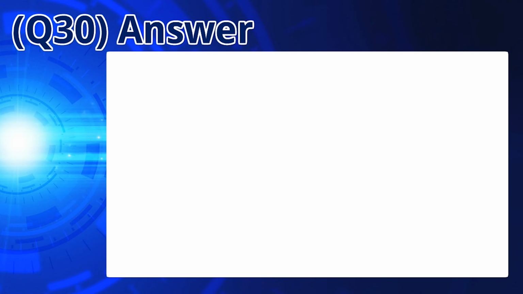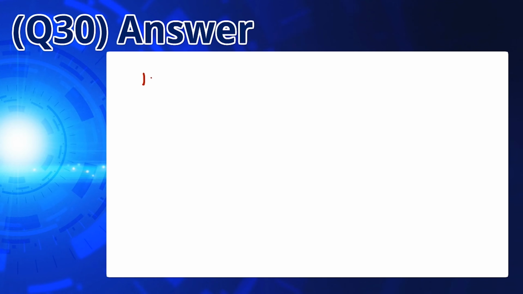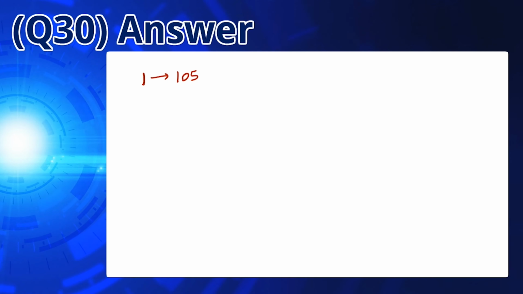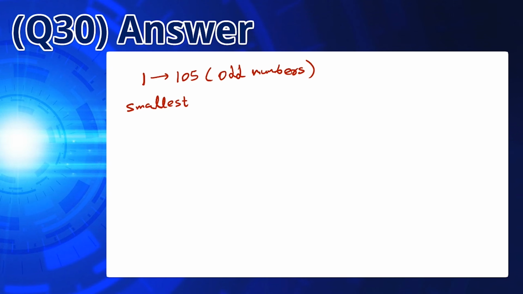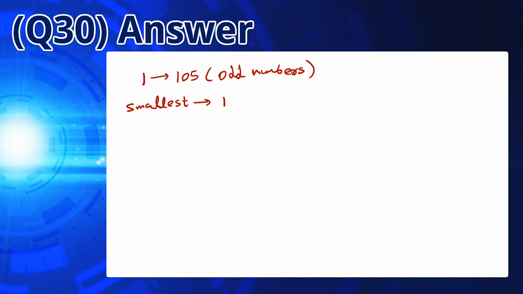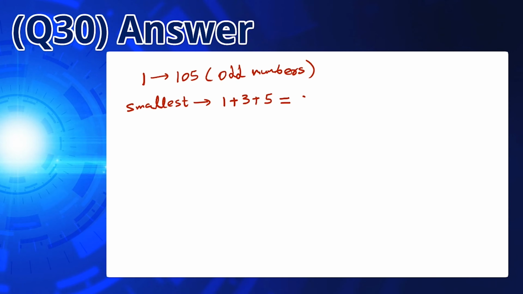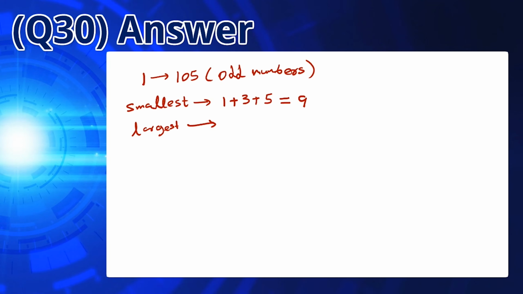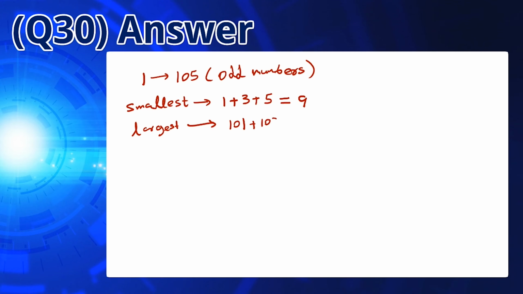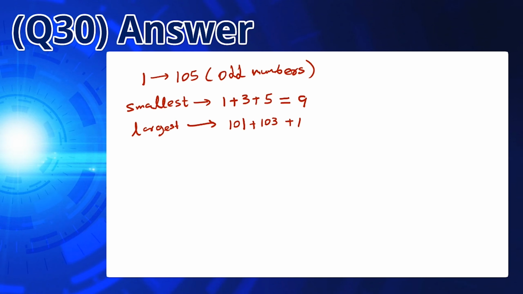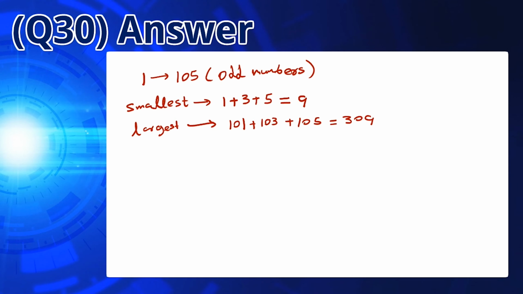The numbers to choose from are the odd numbers from 1 to 105. The smallest sum possible is 1 plus 3 plus 5, which is 9. And the largest is 101 plus 103 plus 105, which is 309. And each sum of the three odd numbers must be odd.